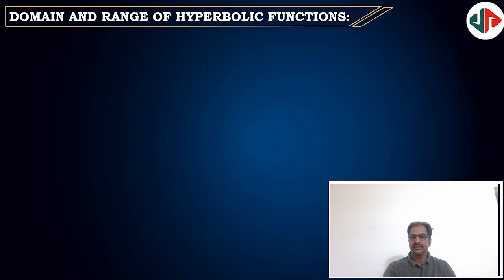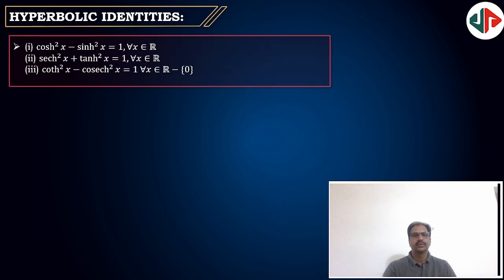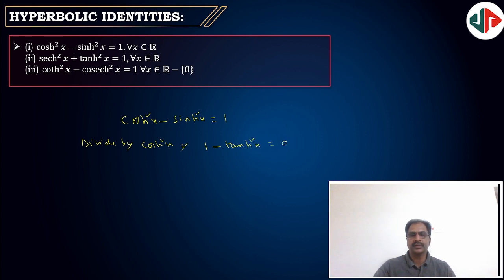And what are the identities we have? As we have the trigonometric identity sin square theta plus cos square theta equals 1, here the 3 identities are: cos h square x minus sin h square x is 1. And if you divide this by cos h square x, then what do you get? 1 minus sin h square by cos h square x, which is tan h square x. 1 by cos h square x is secant h square x.